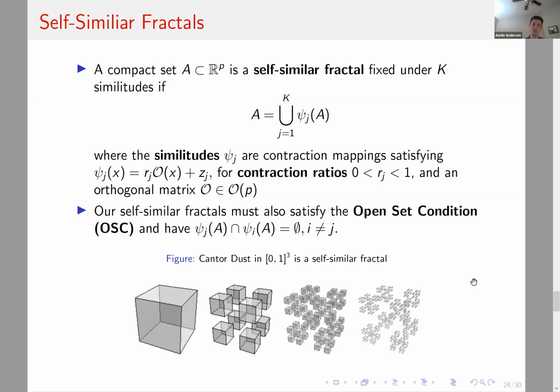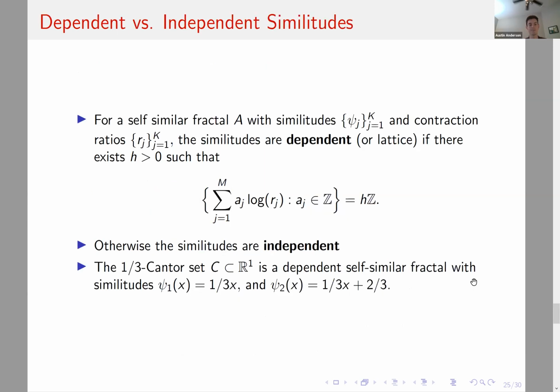So one example of a self-similar fractal, which is not just the Cantor set, could be the Cantor dust in the unit cube. This would have 8 similitudes, I believe, all with contraction ratios of 1/3. Now, there's a bifurcation in the analysis between the dependent and the independent case. So what do I mean by this?